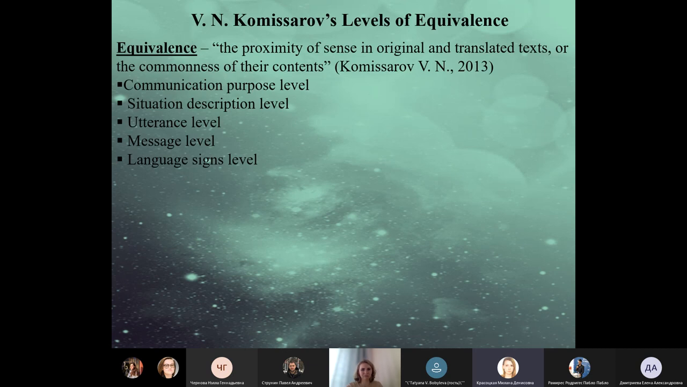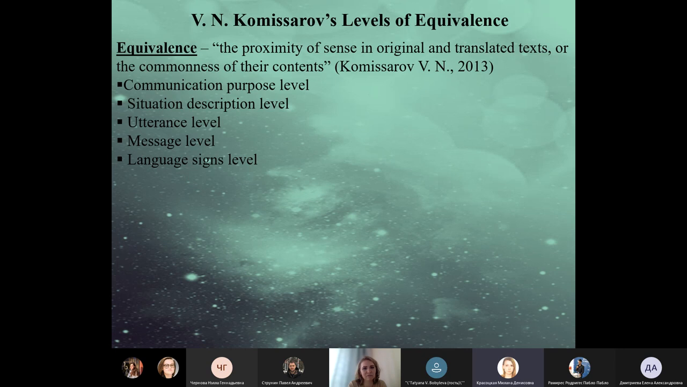One of the key tasks of a translator is a full translation of the original text contents while preserving stylistic color and expressiveness. In translation theory, it is necessary to determine the factors affecting the equivalence of original and translation message contents. The texts cannot be completely identical since the most subtle shades of sense can disappear in the translation process. For this reason, the term equivalence was coined, and it means the proximity of sense in original and translated texts to the commonness of their contents. It was suggested by Vilen Naumovich Komissarov in his works.